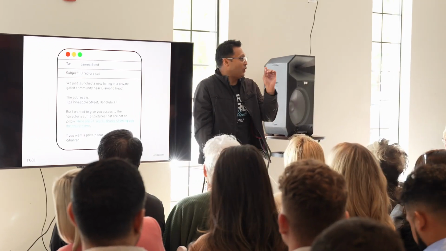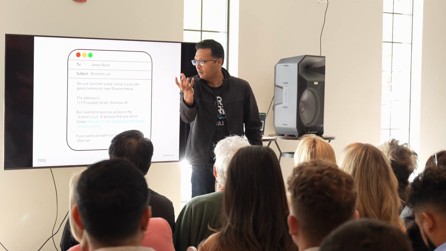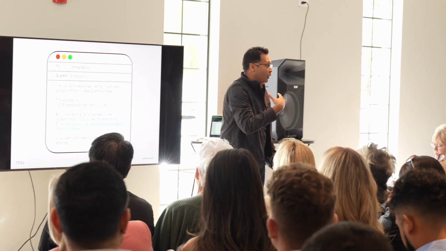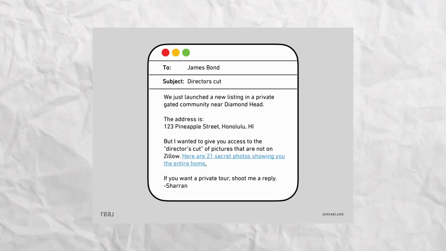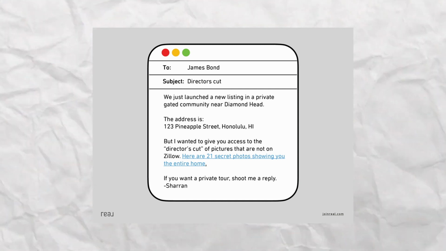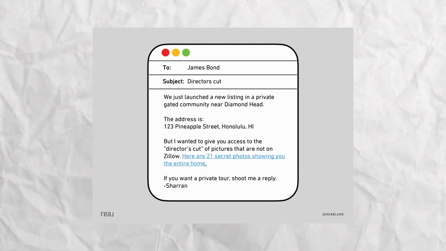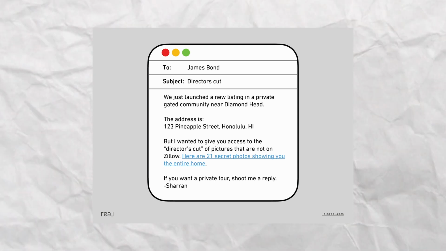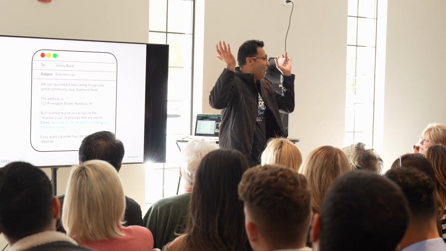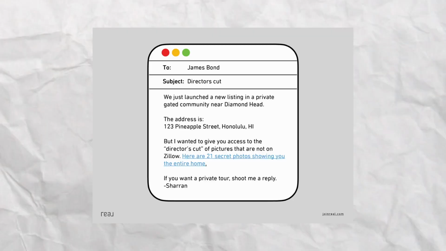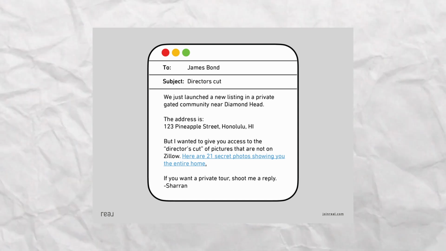But how can you write a just listed email, which we know is powerful, in a little bit of a different way? So here's my take on it. If I were you, I would literally not change anything, right? Subject line: director's cut. We just launched a new listing in a private gated community near Diamond Head. This is Honolulu. The address is 123 Pineapple Street. I just had to say Pineapple, right? But I wanted to give you access to the director's cut of pictures that are not on Zillow. I don't even care if they're on Zillow. Maybe they are. Who cares? Don't overthink this. Here are 21 secret photos showing you the entire home. If you want a private tour, just shoot me a reply.